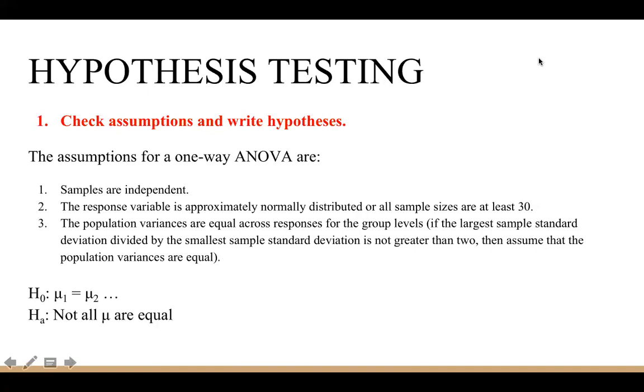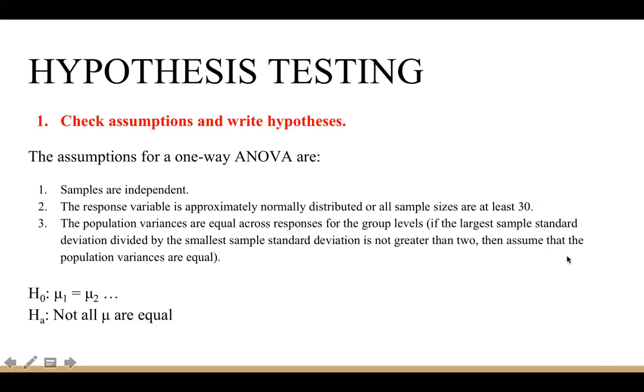So here with hypothesis testing, remember you're going to check your assumptions and write your hypotheses. The assumptions for one-way ANOVA are, there's a couple more assumptions than usual. You want to make sure that your samples are independent. Then you want to check that your response variable is normally distributed, or that all your sample sizes are at least 30. So you're just making sure that it's sufficiently sized.